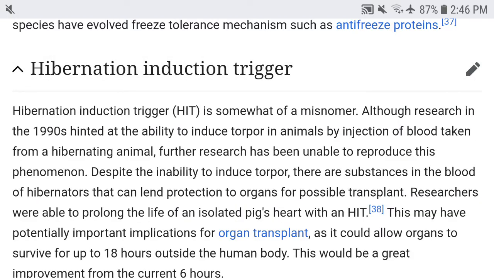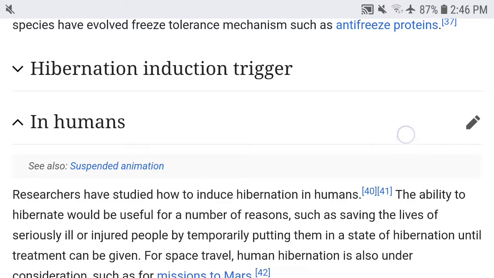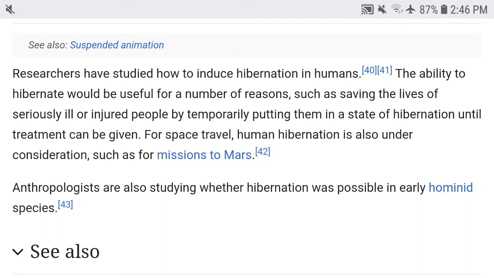Hibernation induction trigger in humans. Researchers have studied how to induce hibernation in humans. The ability to hibernate would be useful for a number of reasons, such as saving the lives of seriously ill or injured people by temporarily putting them in a state of hibernation until treatment can be given. For space travel, human hibernation is also under consideration, such as for missions to Mars.